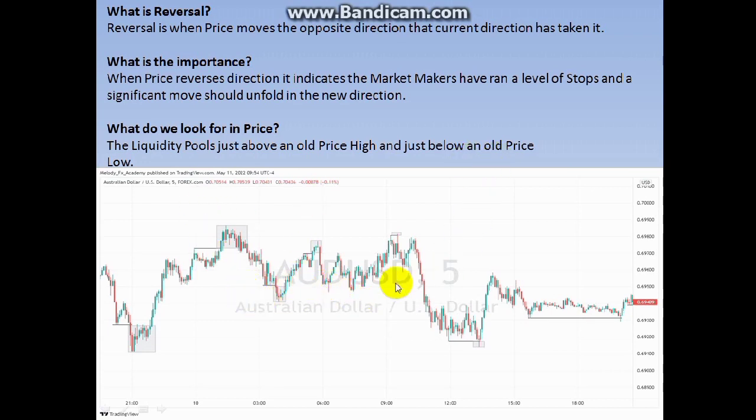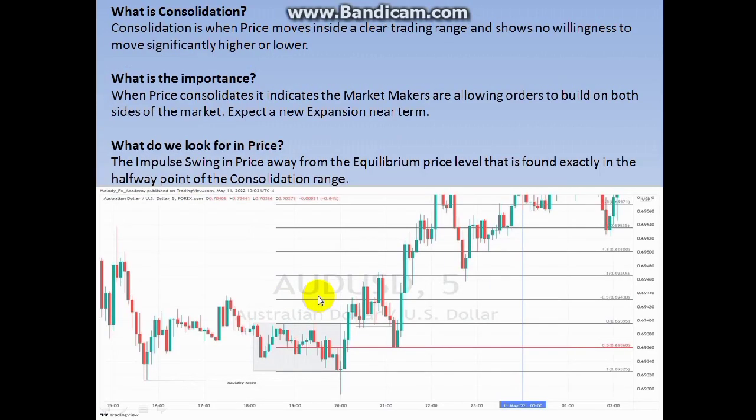Now when we are anticipating reversal, what we look for in price is liquidity pools. We look for old lows to be taken out or old highs to be taken out. Now I'm going to talk about consolidation as the last aspect on this particular episode. In the next episode we're going to continue from where we stop.